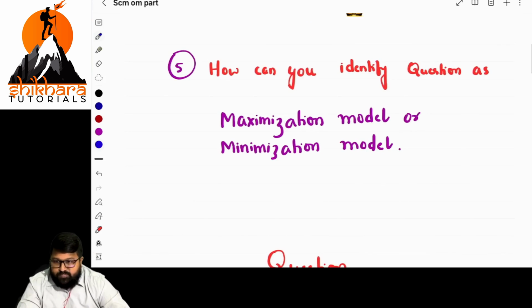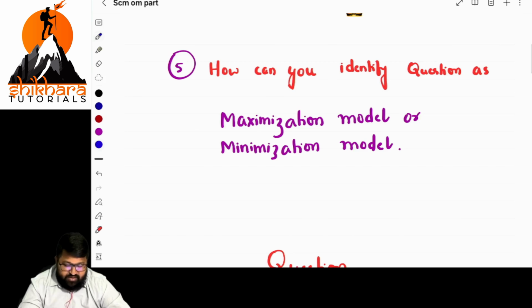Sir, how do we identify whether the question is a minimization model or a maximization model? Simple logic: from the company's point of view, what do they want to minimize? Cost items. And what do they want to maximize? Profit, revenue, turnover, percentage of commission and so on. If the item is related to cost, we try to minimize. If it is related to revenue, profit or turnover, we try to maximize it.